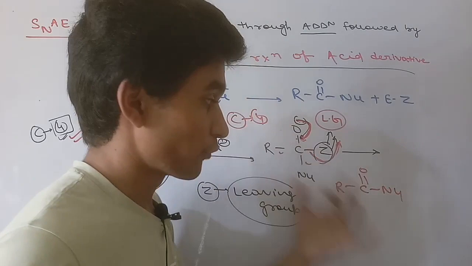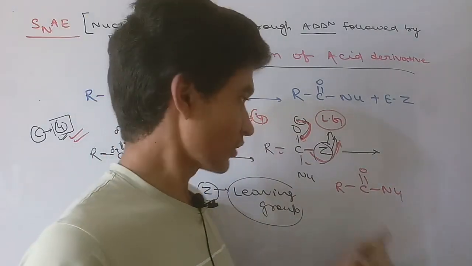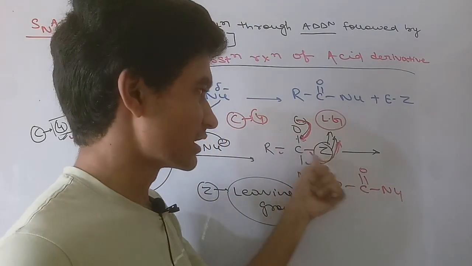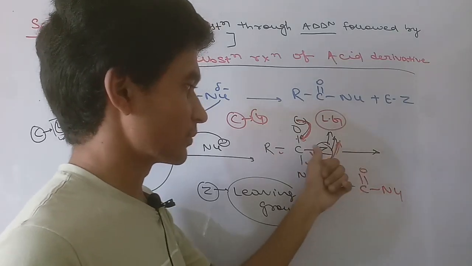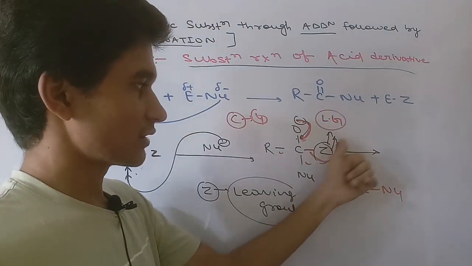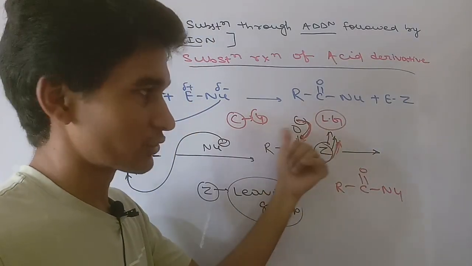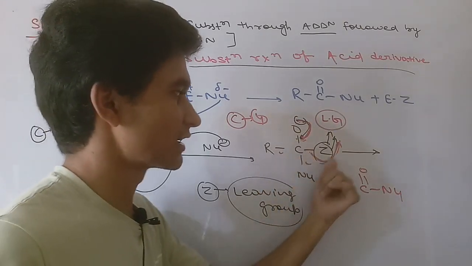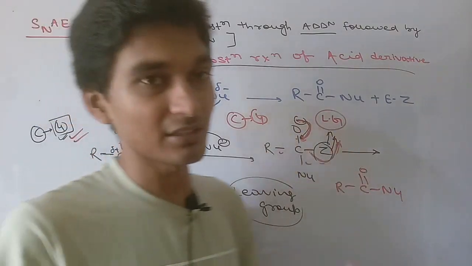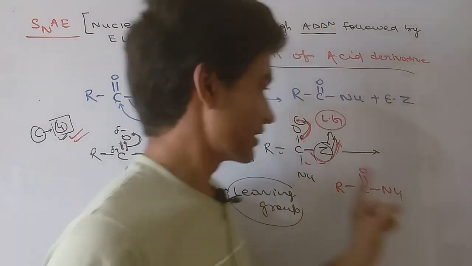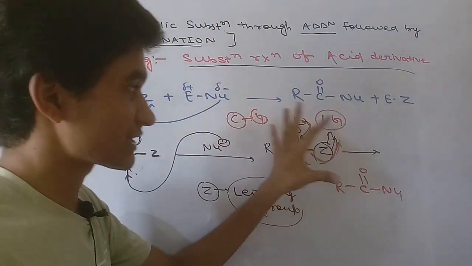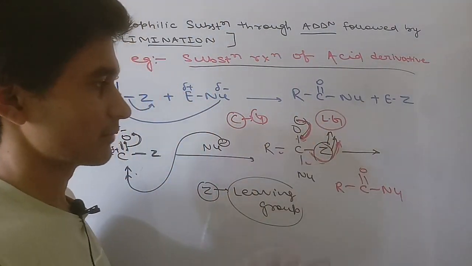But this product is formed due to the mercy of the Z group, because Z is a leaving group. To fulfill the demands of oxygen, Z has left the compound. Z is your saint, your sadhu, he is leaving. So this is the basic concept I want to stress many times.